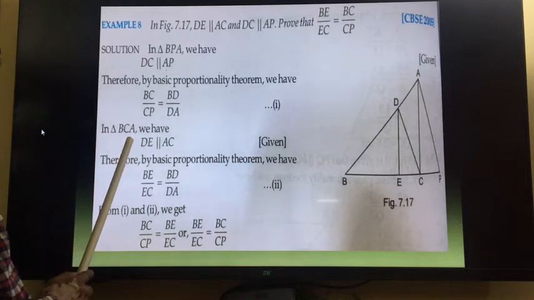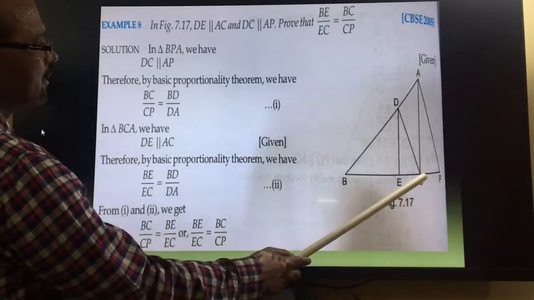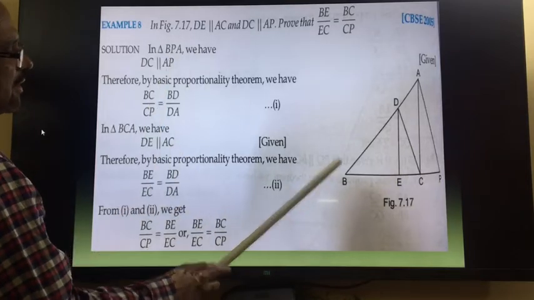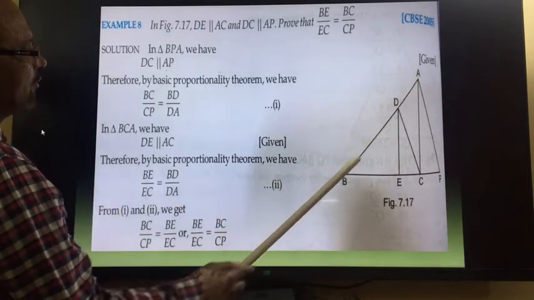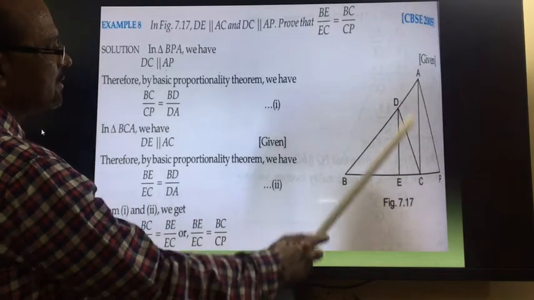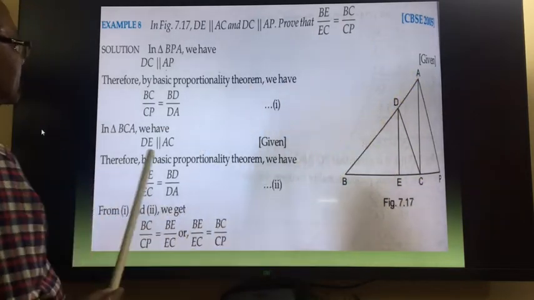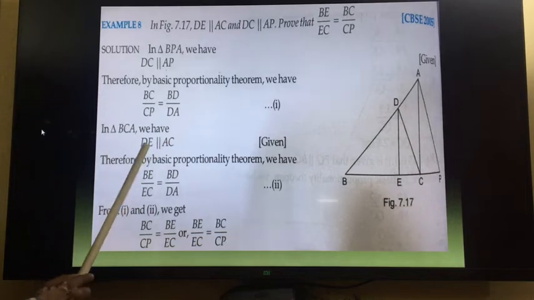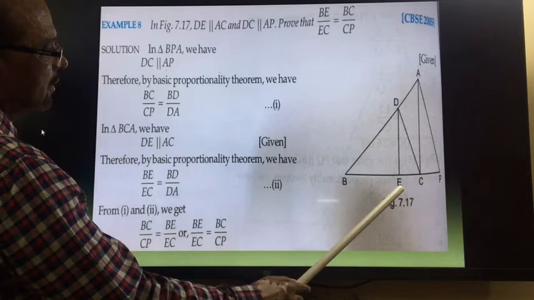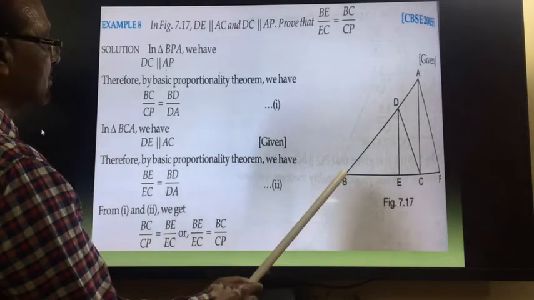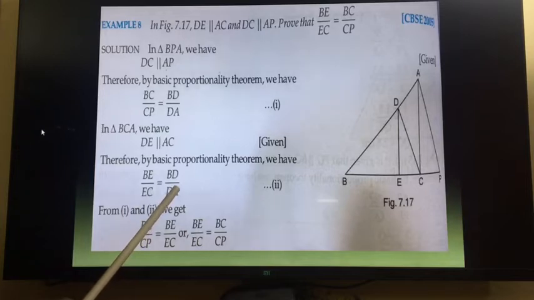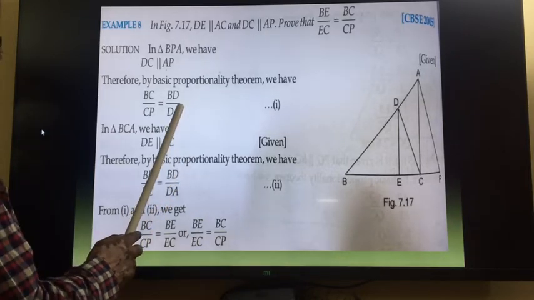Then again in triangle BCA. First of all we had taken triangle BPA. Now we are taking BCA. Why? Because ED is parallel to CA, because DE is parallel to AC. So by the BPT theorem, BE upon EC is equal to BD upon DA. So this is our second equation, also by BPT.